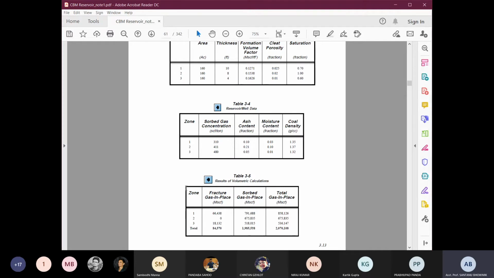And see, there are three boreholes or three zones present, and for each of the zones they are going to calculate. You can also see that for the second zone the fracture gas in place is 0, so there is no gas in the fracture. Why is it possible? If the fracture is very well connected and the fracture mouth is open, it is going to be connected with the borehole at some point.